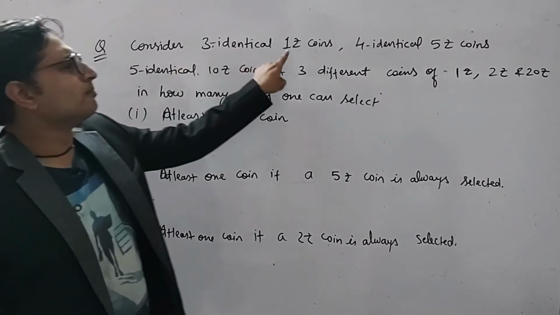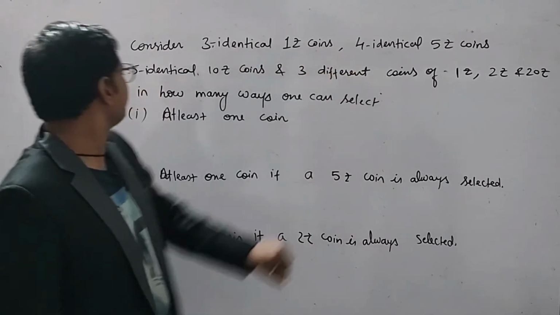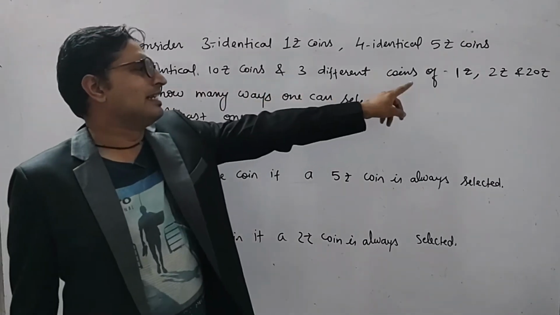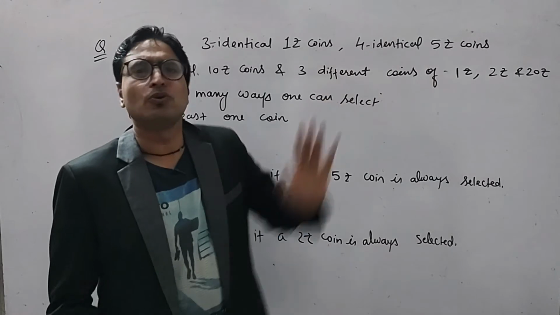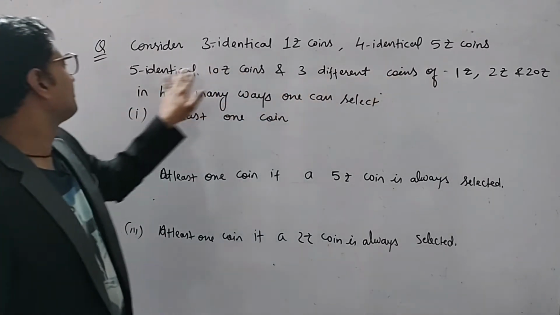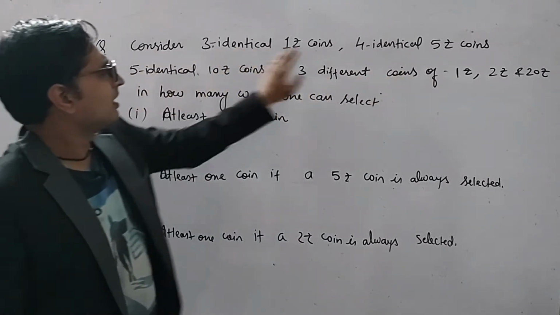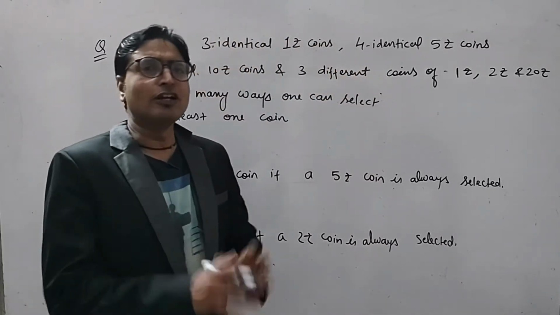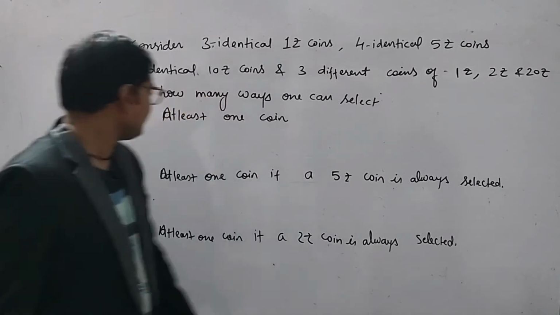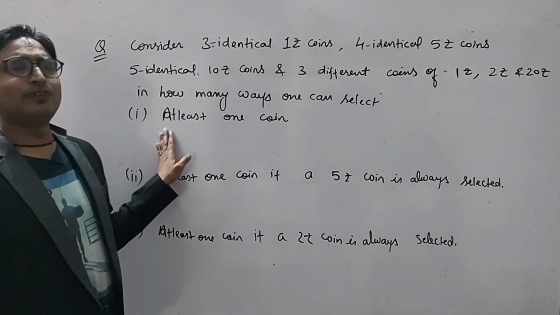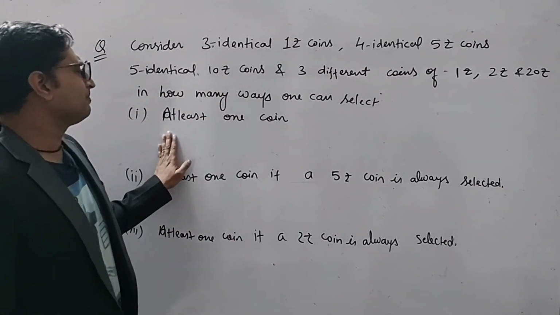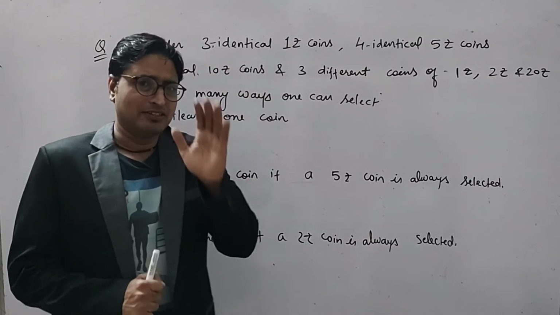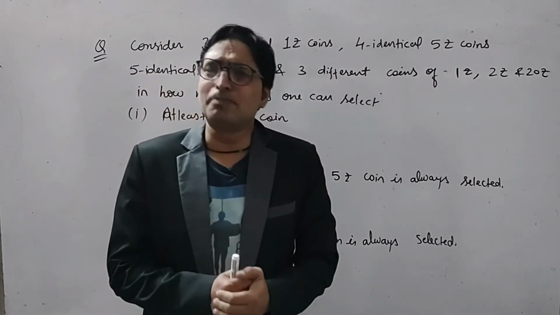3 identical 1 rupees, 4 identical 5 rupees, 5 identical 10 rupees and 3 different coins: 1 rupee, 2 rupee and 20 rupee. 3, 5, 8, 4, 12 and 3, 15. So a total of 15 coins are there. So you have to select at least one coin. So how will we start? Out of 3 identical 1 rupee coins.